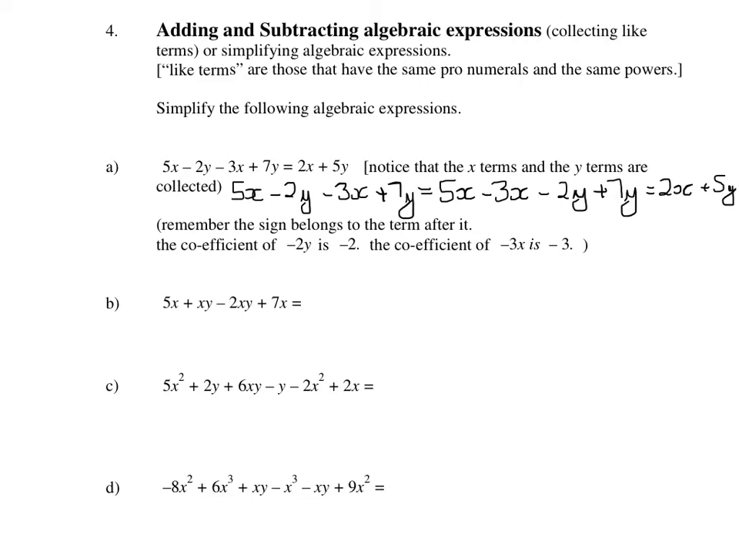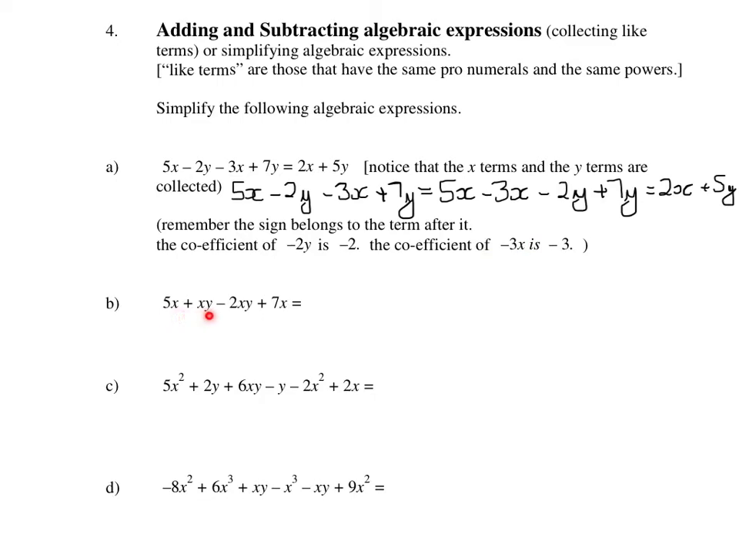Remember that the sign in the algebraic expression belongs to the term after it. So for instance, we're looking at negative 2y as having a coefficient of negative 2, so the negative sign belongs to the 2, and for negative 3x the coefficient is negative 3, the negative sign belongs to the negative 3. Let's have a look at our next problem.